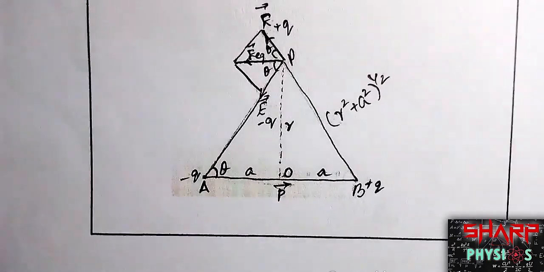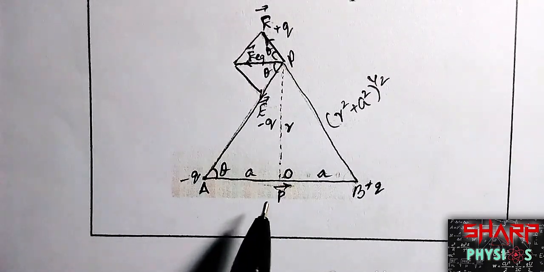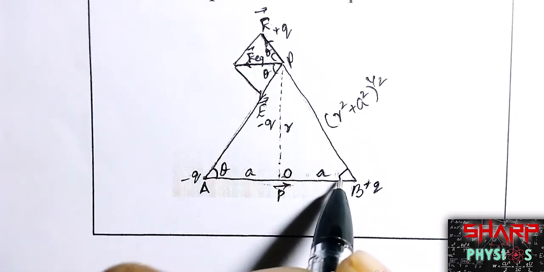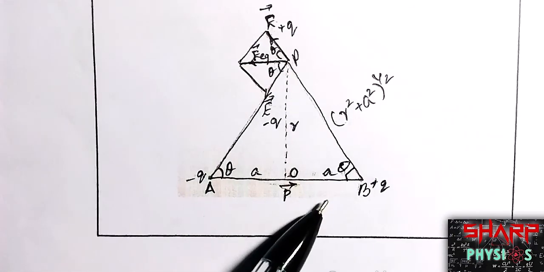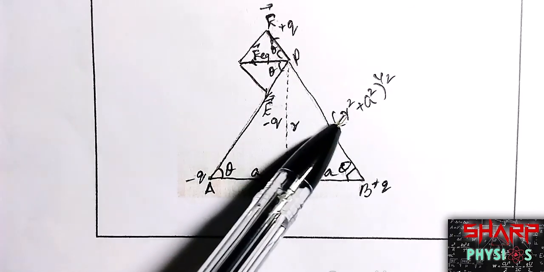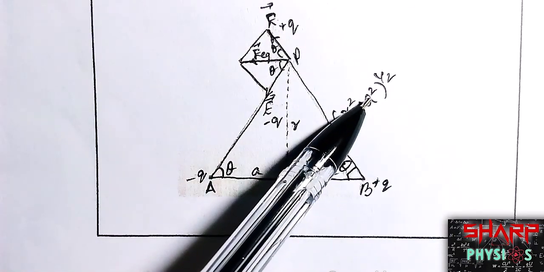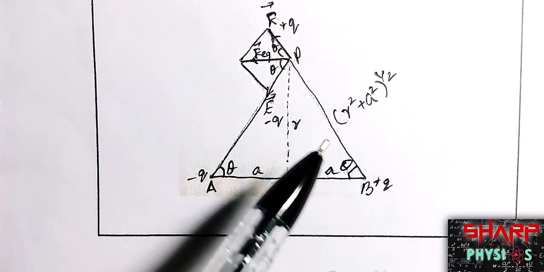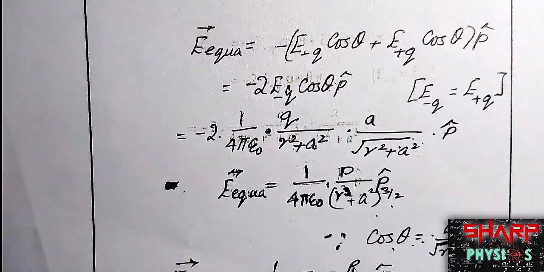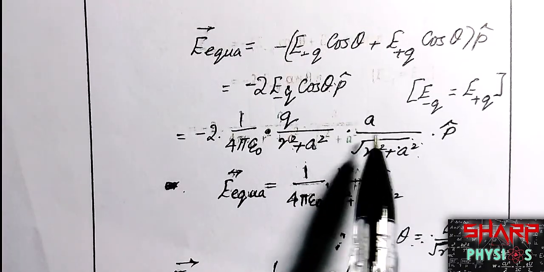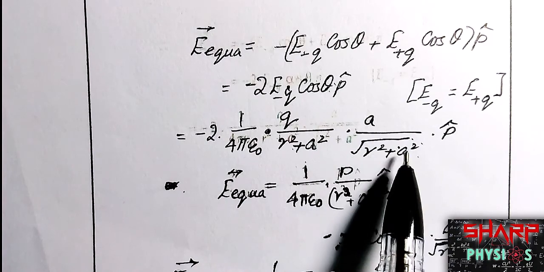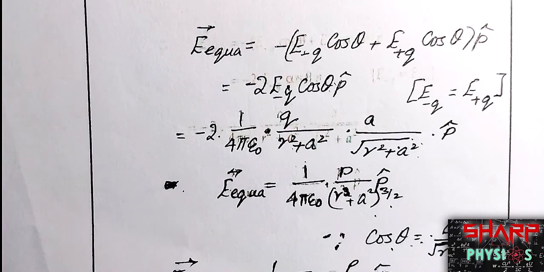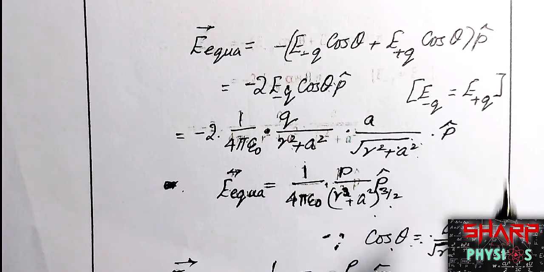So in this diagram you can see very clearly cos theta is A divided by (R square plus A square) to the power 1 by 2, that is root of R square plus A square. This value you have to substitute here: since cos theta is equal to A divided by root of R square plus A square, into P cap.